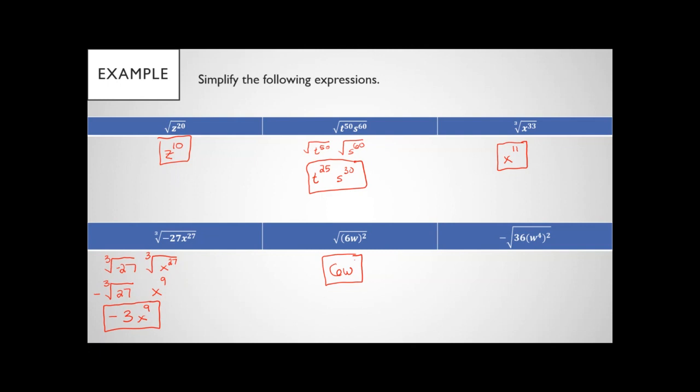Now, on the right here, I've got a negative that's outside the square root, so that's okay. And then I have the square root of 36 times w to the fourth squared. So I'm going to separate out the number. So we've got 36, and then I've got w to the fourth squared. So the square root of 36 is 6. 6 squared is 36. So this is going to be negative 6. And then that square root and the square cancel, and you're just left with w to the fourth. And that's your answer.